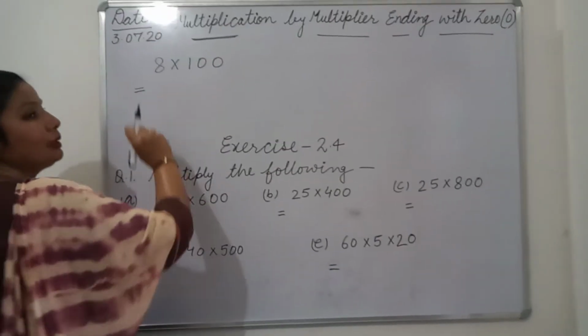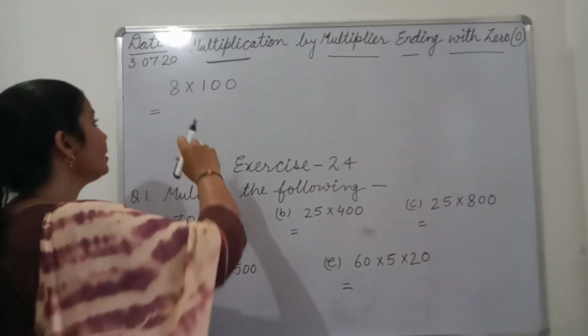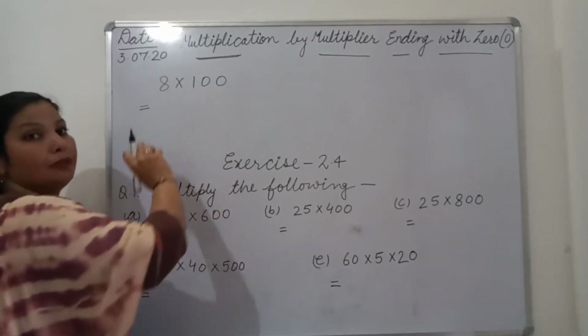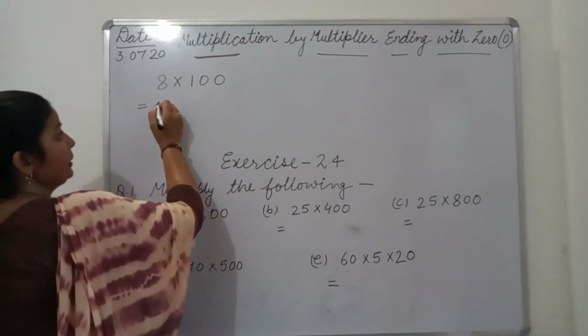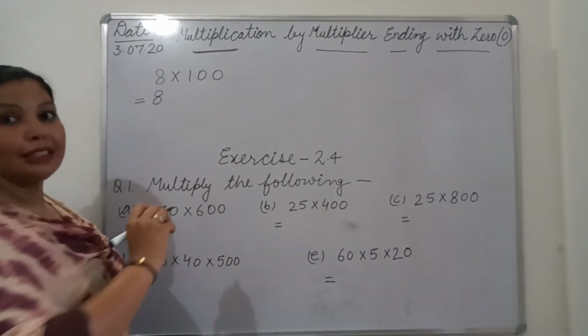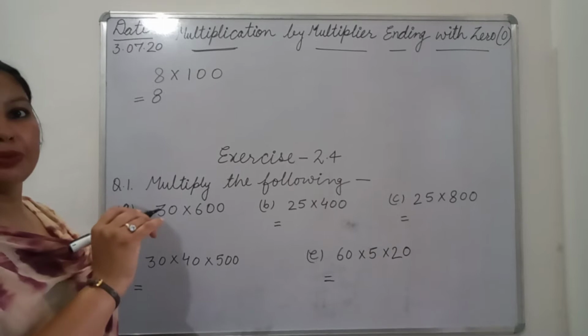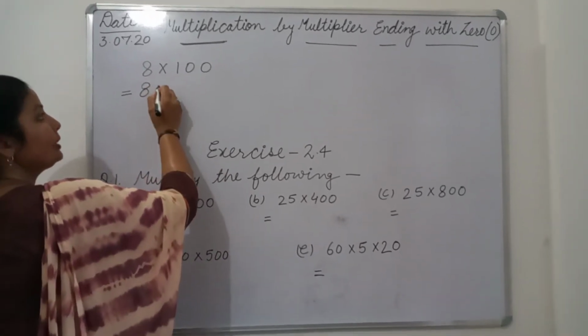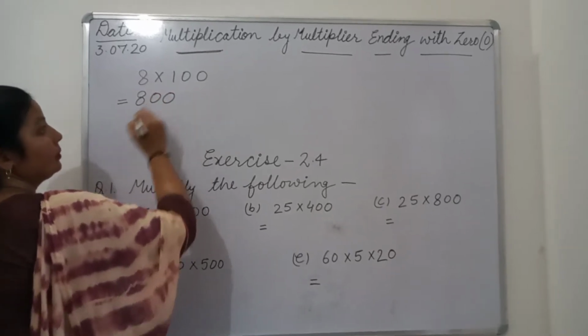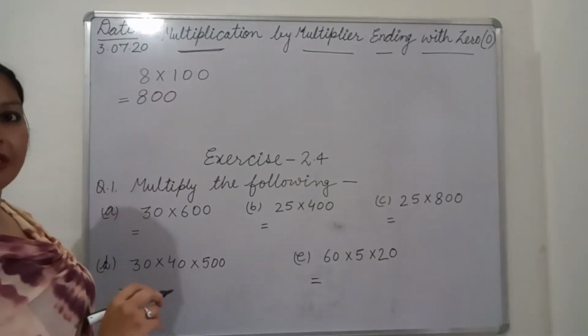First of all we will multiply the non-zero digits. The non-zero digits are what? 8 and 1. So first of all we multiply 8 and 1. 8 ones are 8. Now as many zeros as there are, that many zeros we will use. So how many zeros are there? 2 zeros. Those zeros we will use here. So our answer is 800.